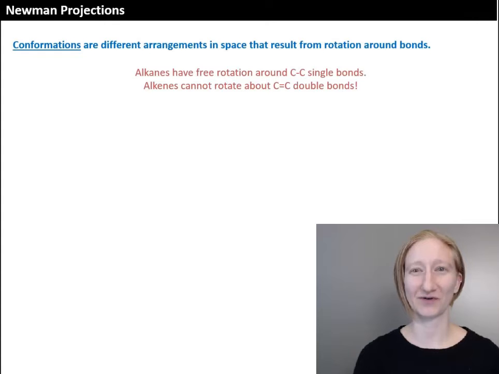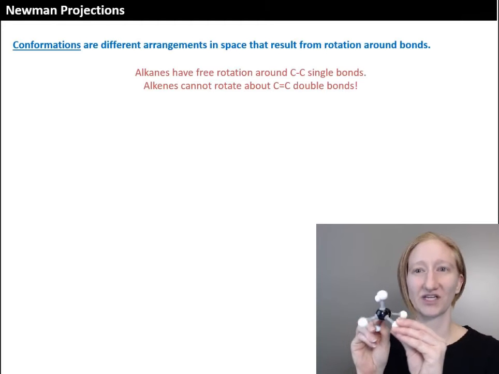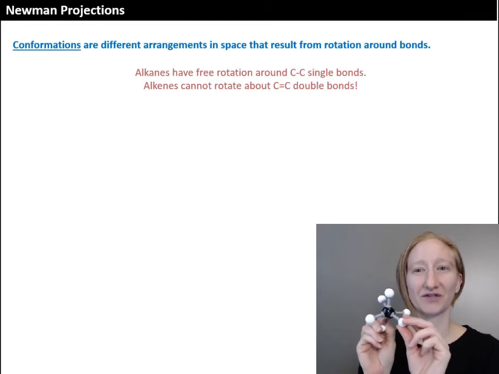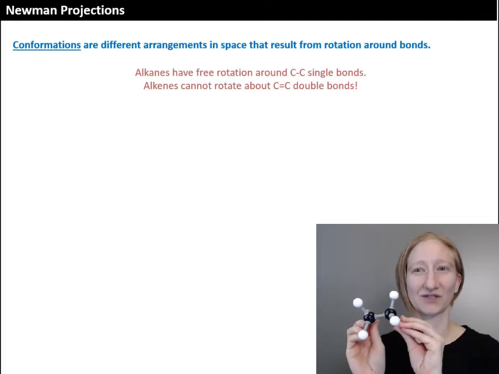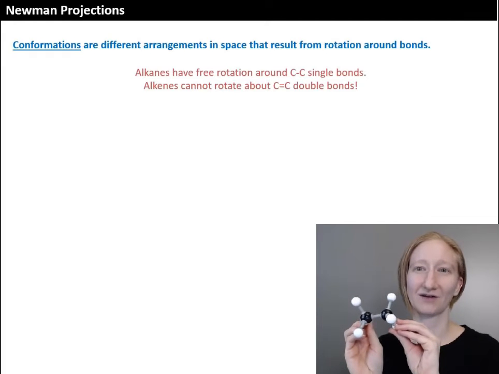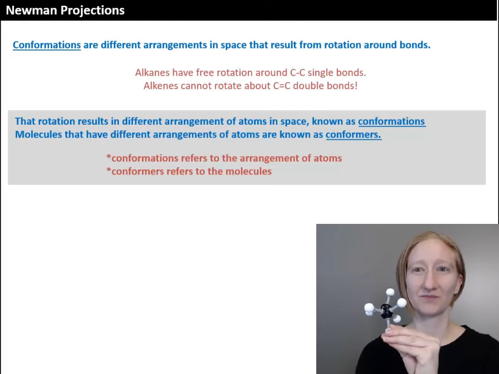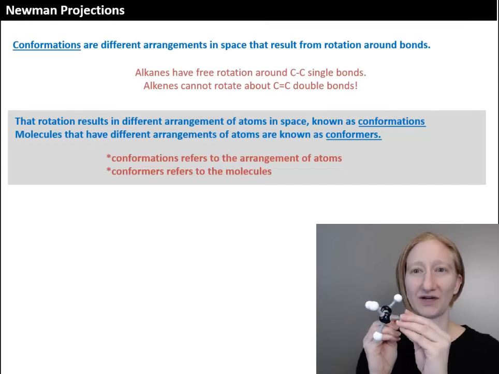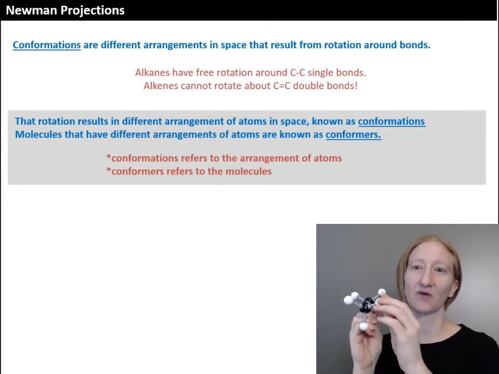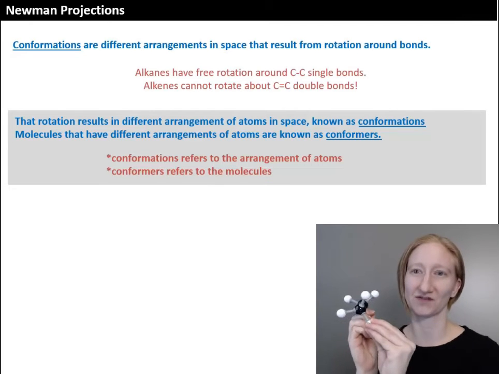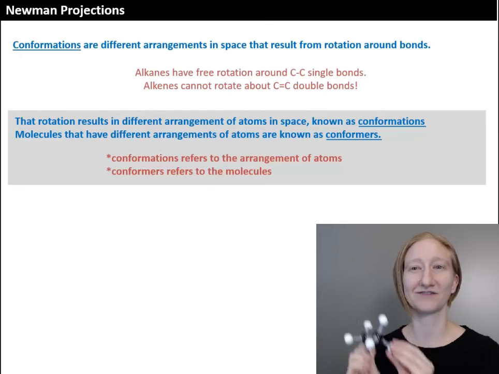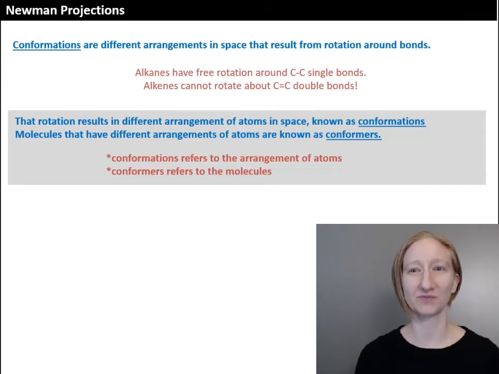Conformations are different arrangements of a molecule in space that result from rotation around bonds. And when we talk about rotation around bonds, we have to be clear that we're talking about sigma bonds or single bonds, because we cannot rotate around double bonds. When there's rotation around a single bond, it results in new arrangements of atoms in space, and we call those arrangements conformations. We call the molecules that have different arrangements of atoms conformers.